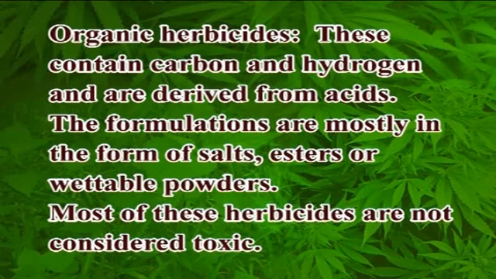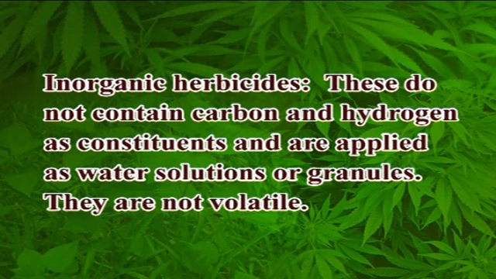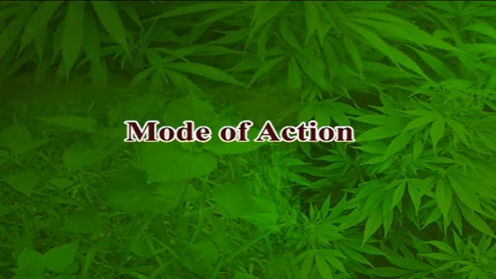Based on the chemical affinity and structural similarity, the herbicides are classified as organic herbicides. These contain carbon and hydrogen and are derived from acids. The formulations are mostly in the form of salts, esters or wettable powders. Most of these herbicides are not considered toxic. Inorganic herbicides. These do not contain carbon and hydrogen as constituents and are applied as water solutions or granules. These are not volatile.